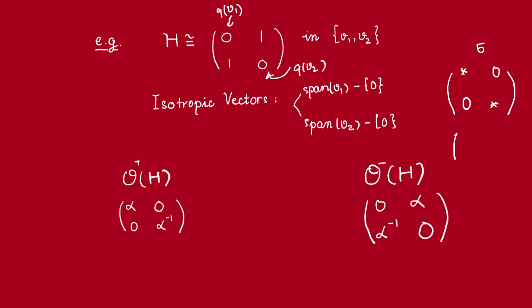Similarly, if instead the image of v1 lies in the span of v2, then the matrix has to be of this form. Because we know that the determinant must be plus or minus 1, we arrive at the following description of the group of isometries of the hyperbolic plane.